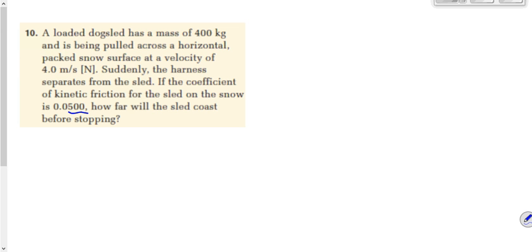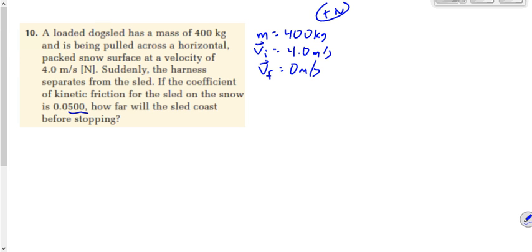What I want you to do now is write down your givens and then try something from group B that seems like it may get you something. And then try something else. See what you can do. We know the mass is 400 kilograms. Can you tell me what this 4 meters per second is? It's going to be v_i, right? It's moving at that speed and then it begins to slow down. Is there anything else given to me here? v_f is 0, good, because it comes to a stop, right? Anything else? We've got mu_k, good. Mu_k is 0.0500. And we're looking for the displacement here, right?